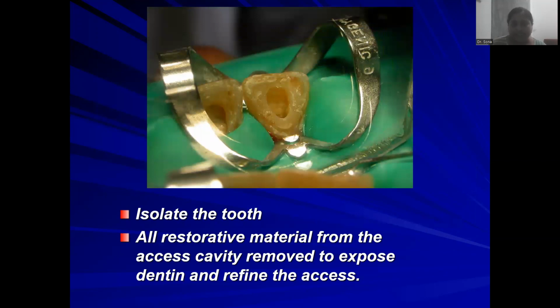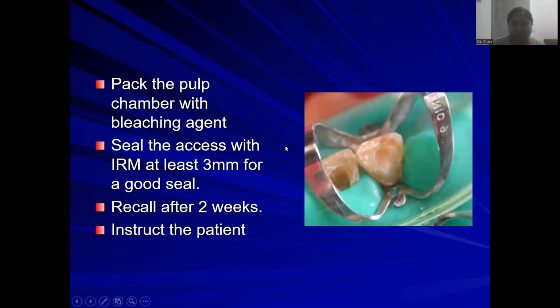Isolate nicely, as these bleaching agents can cause a burning sensation in the oral mucosa, lips and the gums. Isolate the tooth nicely. All restorative material from the access cavity should be removed to expose the dentin and refine the access. Certain steps have been skipped over here, so inside we can't see the complete picture.